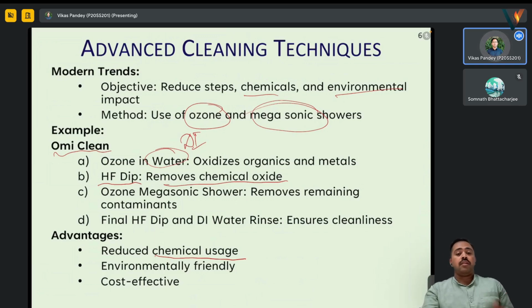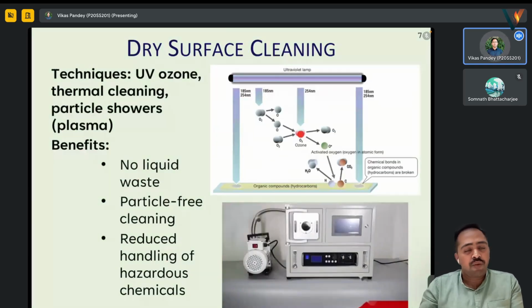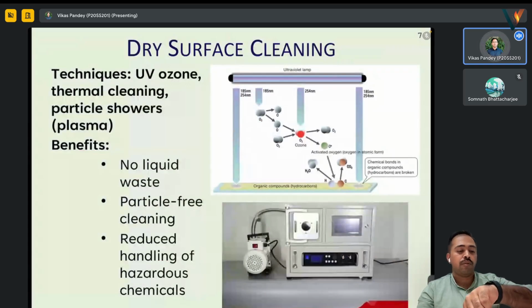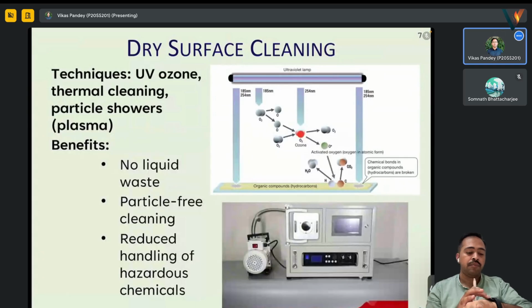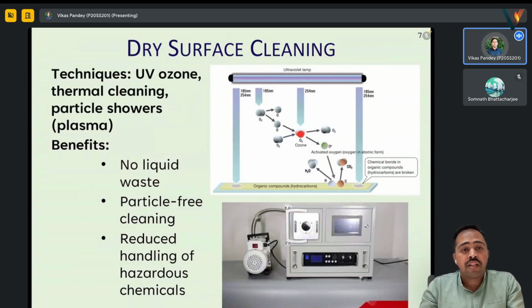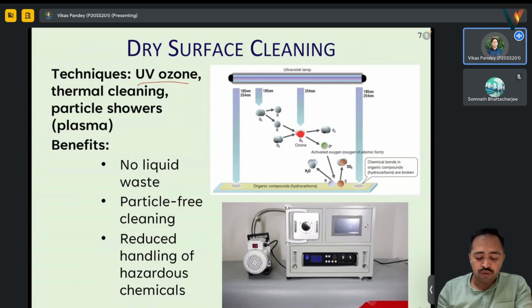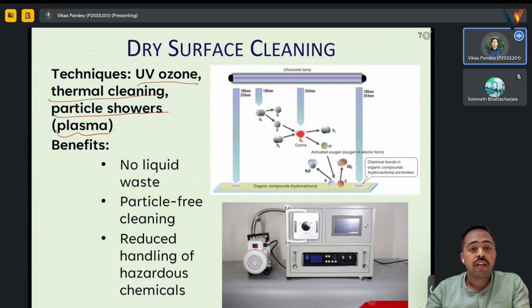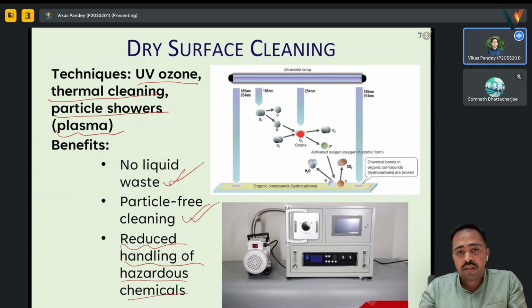Then comes another technique, that is dry surface cleaning. Whatever we were talking about till here was wet cleaning methods. They were using chemicals. Some dry surface cleaning methods are UV ozone, thermal cleaning, and particle showers, that is plasma cleaning. The advantages associated with these are that there is no liquid waste, it is particle free cleaning, and it also reduces handling of hazardous chemicals, so we are also less exposed to such chemicals.